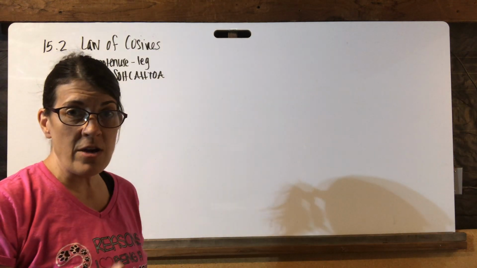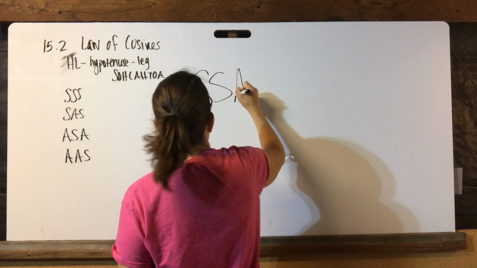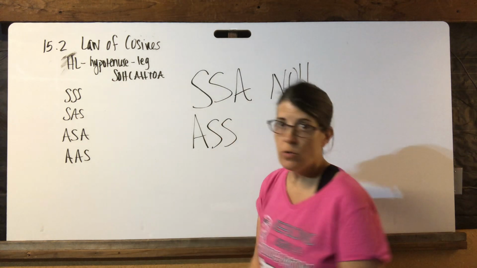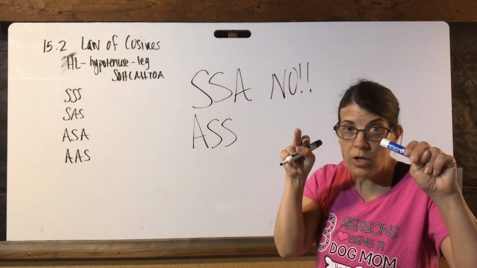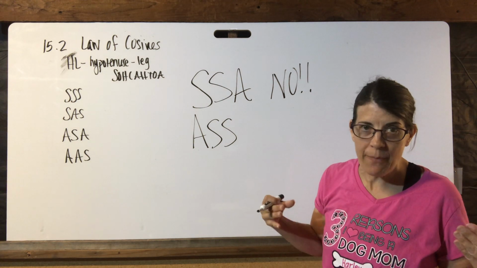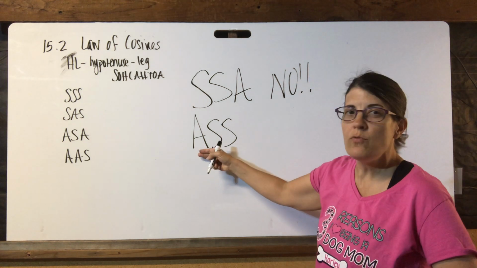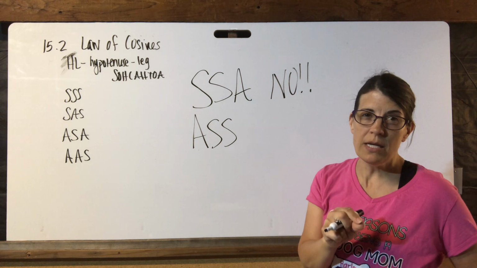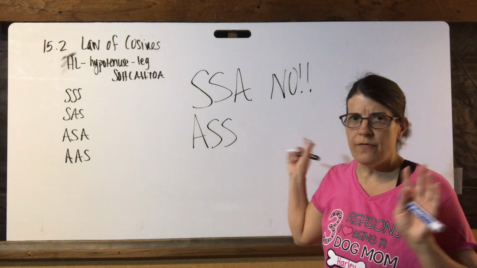Let's make this very, very clear. SSA. No. That's backwards. No, no, no. There's a reason why it's a bad word, because it's not a way to prove triangle congruency. You're probably laughing at home, but this is going to be a way for you to remember that if you know an angle and 2 sides, 2 triangles are not necessarily congruent. We'll talk about why that is in a few lessons down the way.